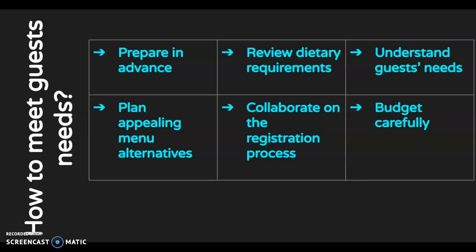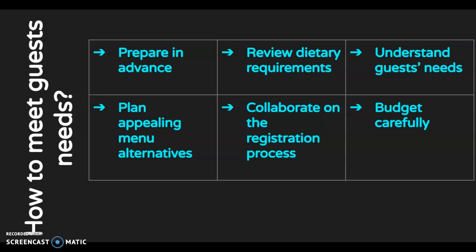You can collaborate on the registration process. So if you are planning a party with someone and inviting guests to a board dinner, they send out invitations. You could have a menu response card. If you're inviting them via email, you can send them a Google form so that they can let you know if they do have a dietary restriction, and then you can touch base with them from there. And then always budget carefully.